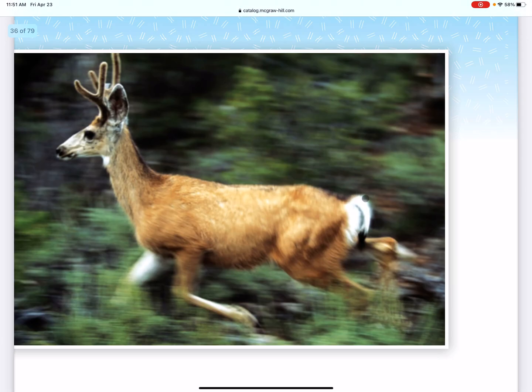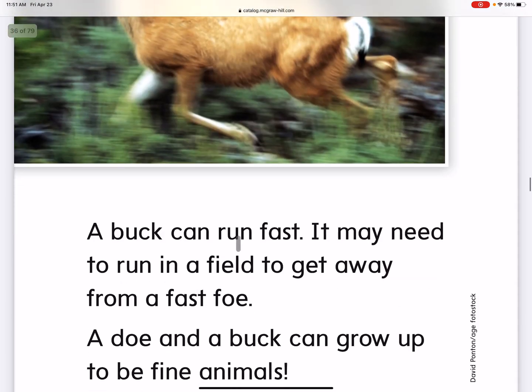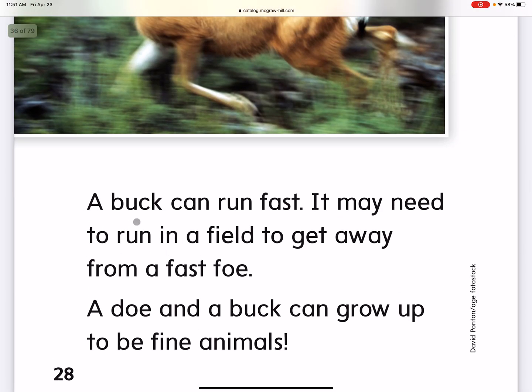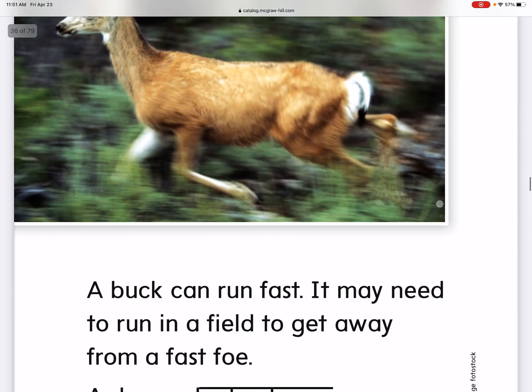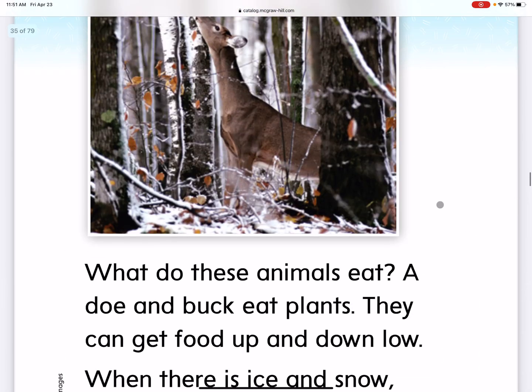And then look how fast a buck can run. A buck can run fast. It may need to run in a field to get away from a fast foe. A doe and a buck can grow up to be fine animals. Oh, fine meaning great. But look how fast, and look at its antlers. I hope you guys enjoy the story.